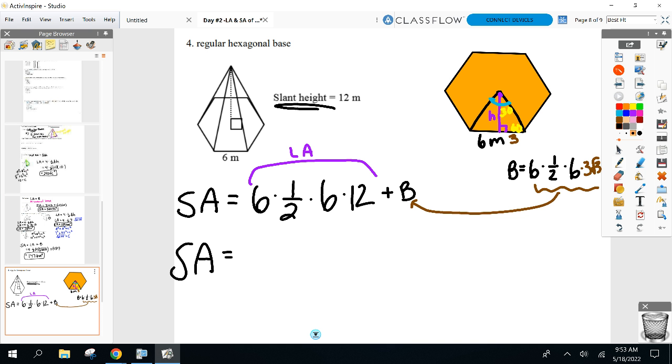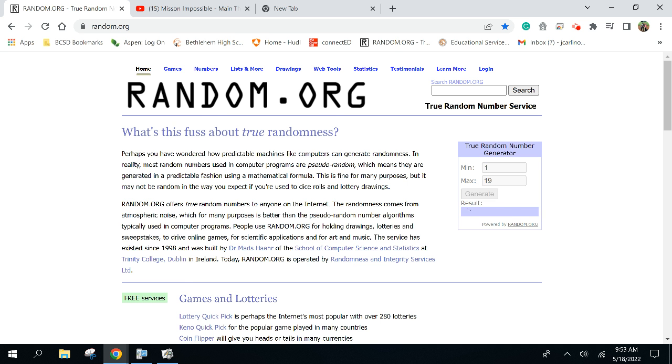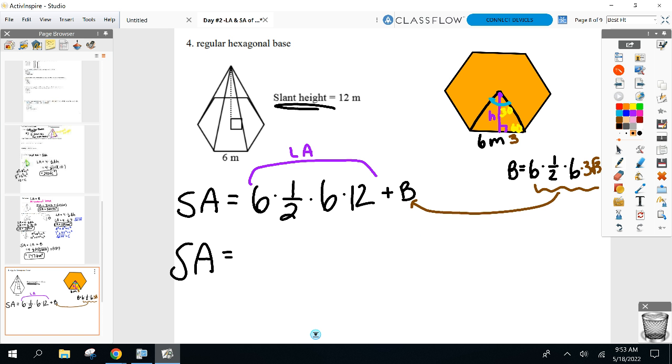When you're ready, nearest 10th. When you're ready. Ooh, 9? 93.5. Whoa. 93.5. You sure? At the lateral area alone, Romeo, I get 216. Oh, both of them. Yeah. I want this whole surface area. 309.5. Thank you.